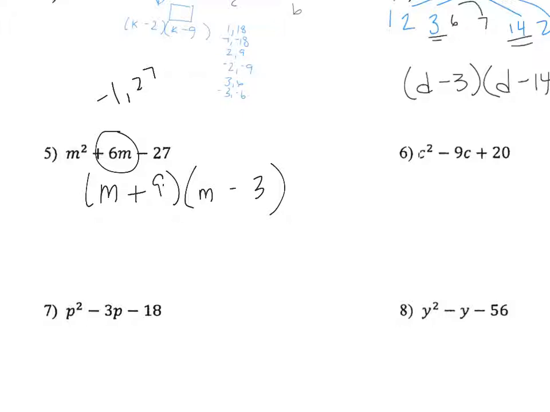So number 6, I do C, factors of positive 20 that add up to negative 9. So these two numbers must be negative because a negative times a negative is a positive, and a negative plus a negative is a negative. So negative 4, negative 5.